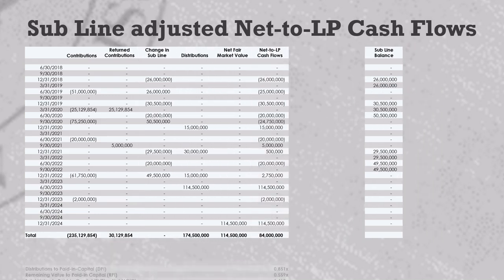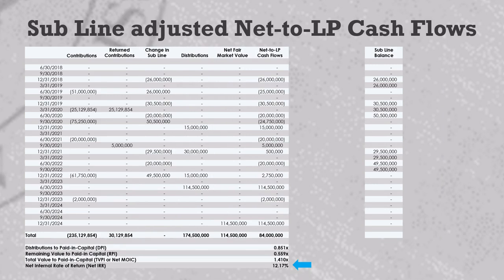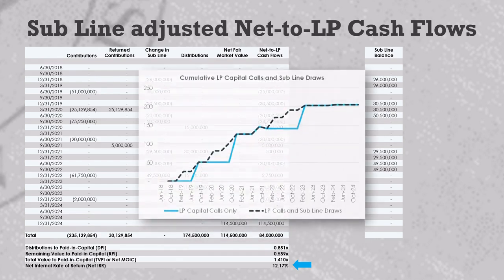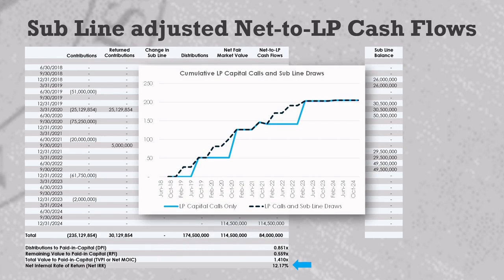a new set of subline adjusted net to LP cash flows, which provide identical net multiples but a slightly lower net IRR of 12.17%. Now, here's a figure that I think helps to explain what's really happening under the hood of this model. The light blue line represents the cumulative actual capital calls from the LP. So there's basically 5 of them, which take the net contributions up to $205 million. This is the denominator of our net multiple and net IRR calculations.